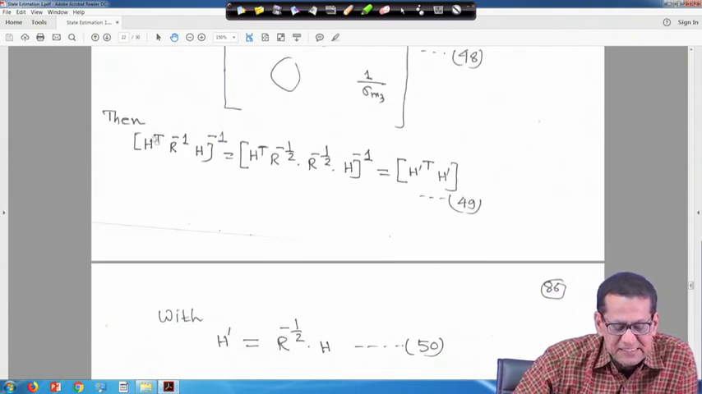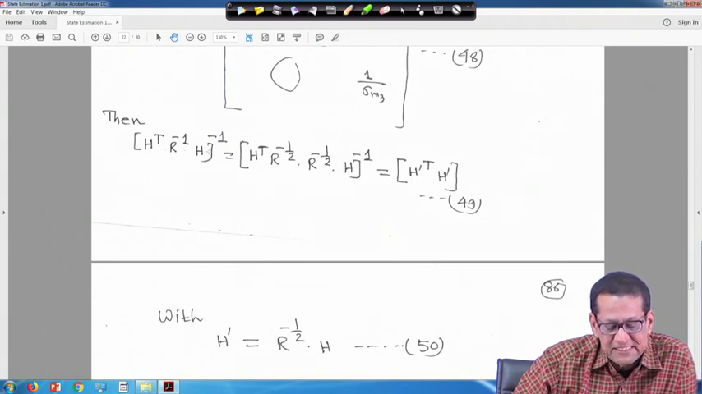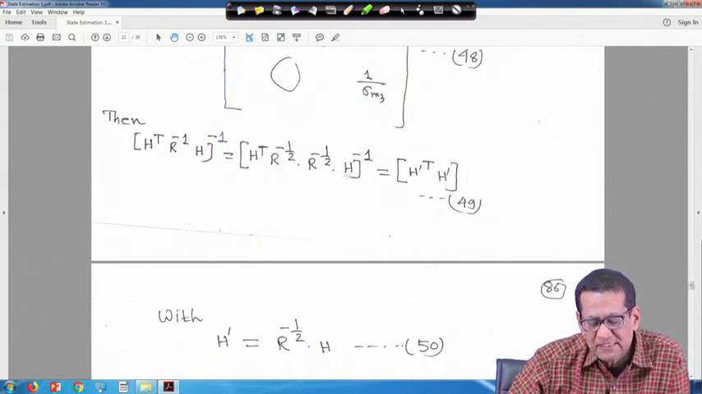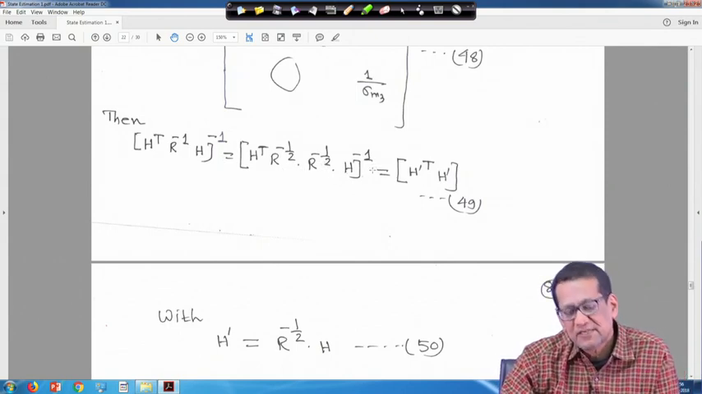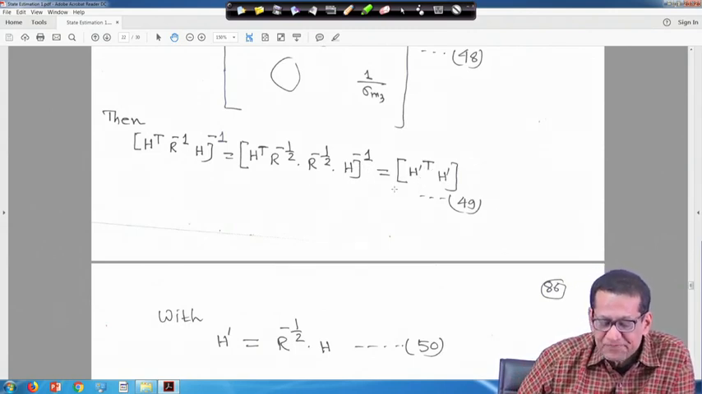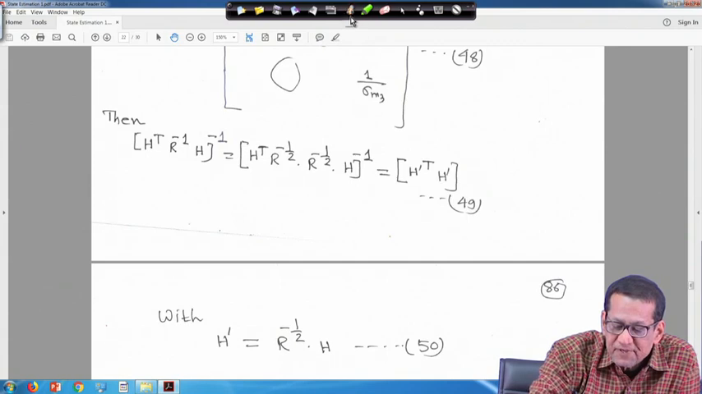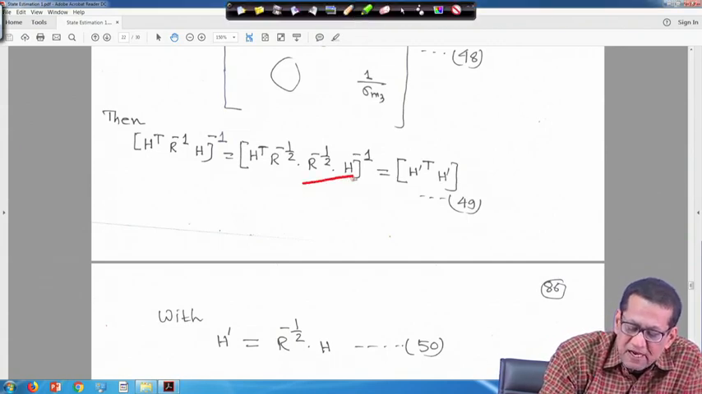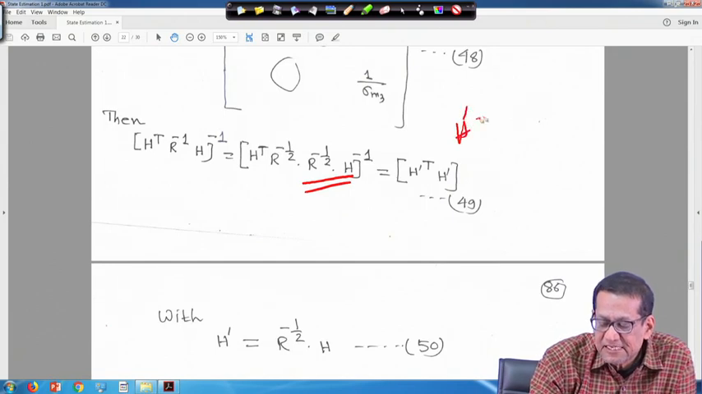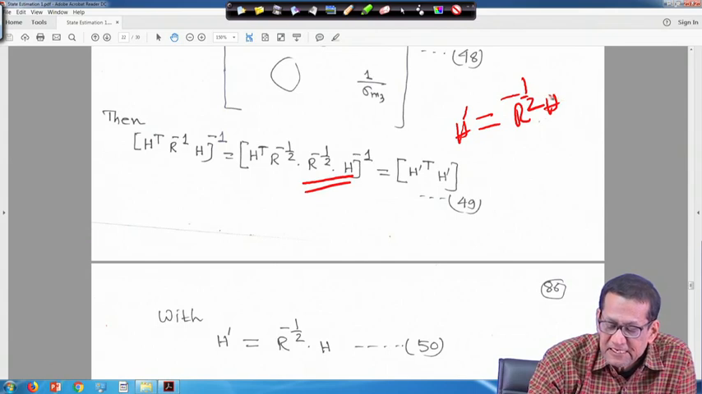Therefore, H transpose R inverse H whole inverse can be written as H transpose R to the power minus half into R to the power minus half into H, whole to the power minus 1. That can be written as H dash transpose H dash, if you assume that H dash is equal to R to the power minus half into H.